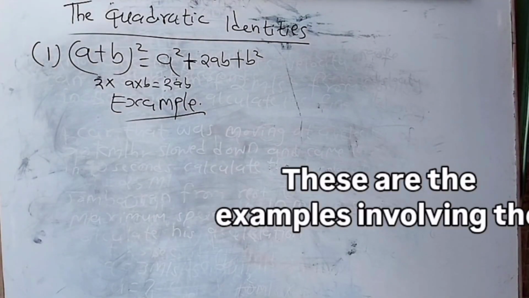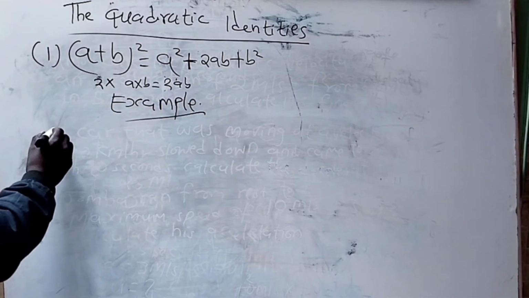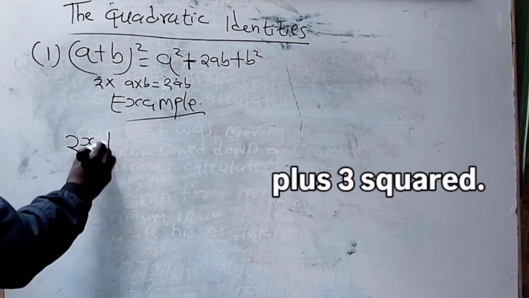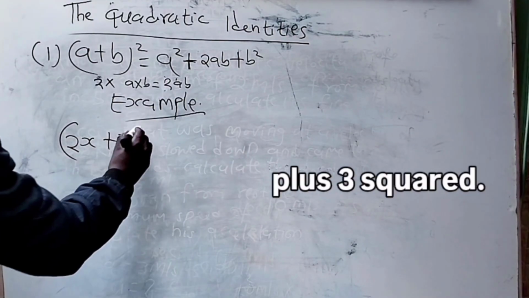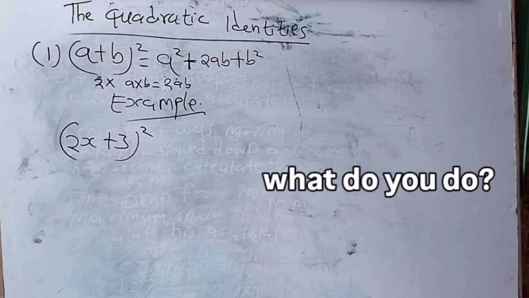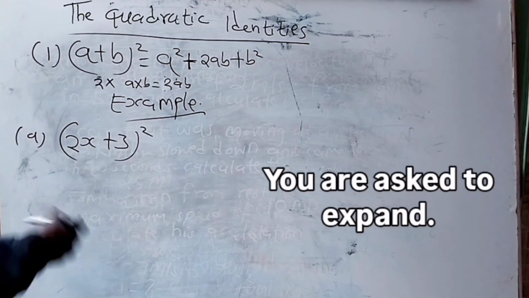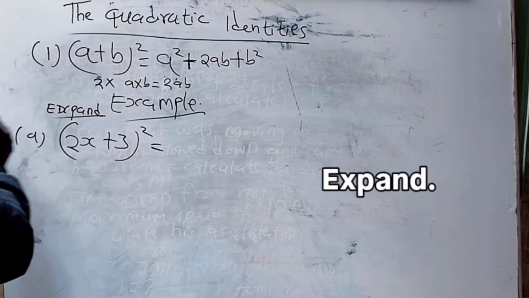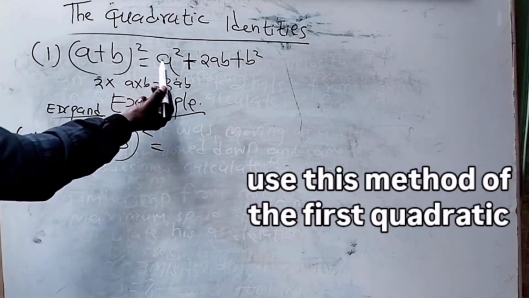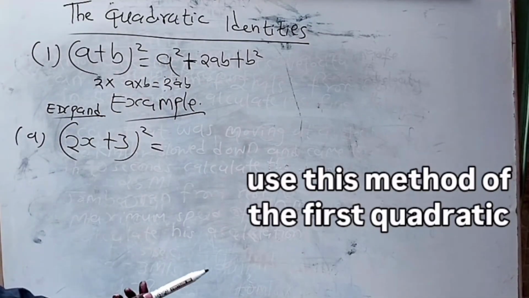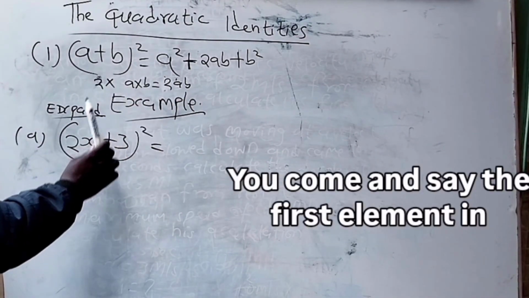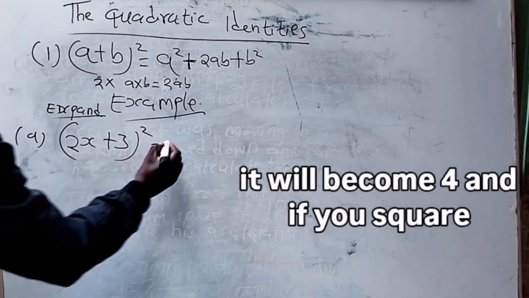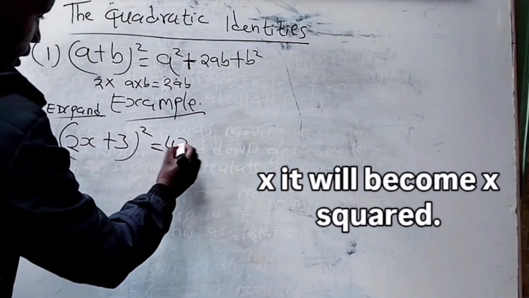So, for example, these are the examples involving the first quadratic identity. For instance, we have (2x plus 3) squared. If you have such an expression, you're asked to expand. So if you expand this one, you just use this method of the first quadratic identity. The first element in the bracket is squared, so we square 2x. If you square 2, it will become 4, and if you square x, it will become x squared.